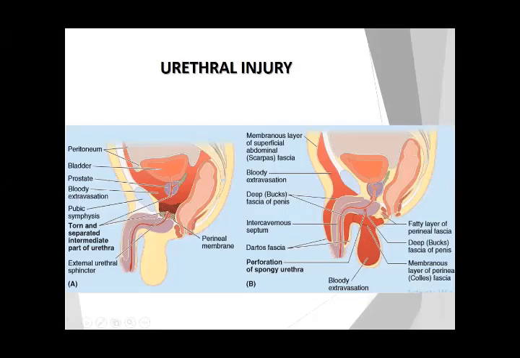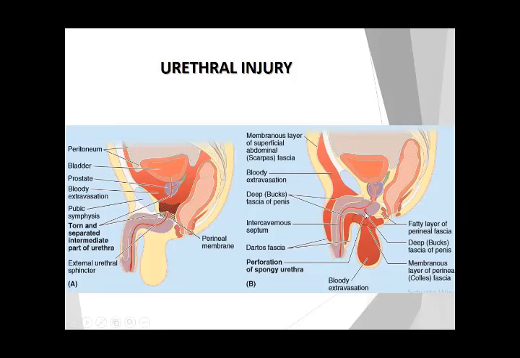Now, what happens? If the urethra gets ruptured over here in the bulb, which is not uncommon, a fall, usually an injury to the groin. If that occurs and the urethra ruptures at this point, okay? So there is rupture of the spongy urethra or the bulbar urethra.